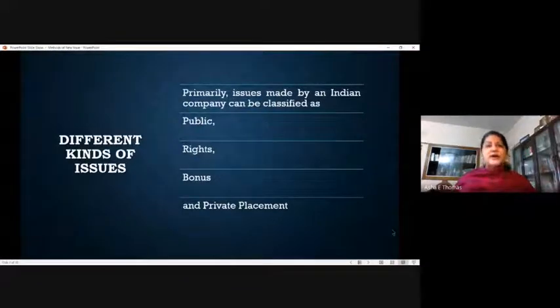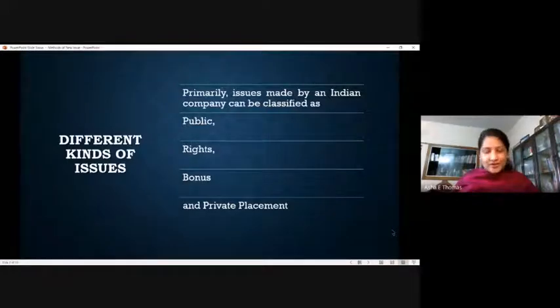So, primarily, when we look from the context of India, the methods used or the kinds of issues made by Indian companies can be classified into four categories. One is the public issue, second the rights issue, third the bonus issue, and the last one private placement. We have already had some discussions regarding private placement, but we will go into detail in today's class.